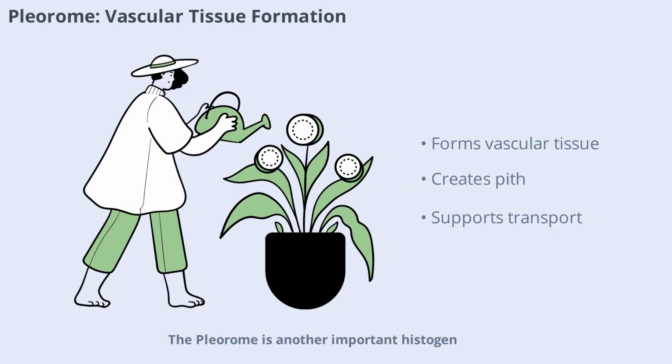Plerome is another important histogen. It is responsible for producing the vascular tissues and the pith of the root. Vascular tissues such as xylem and phloem are essential for transporting water, minerals, and nutrients throughout the plant. The pith, found at the center of the root, provides structural support. By generating these critical tissues, the plerome ensures that the root can effectively support the plant's growth and survival.